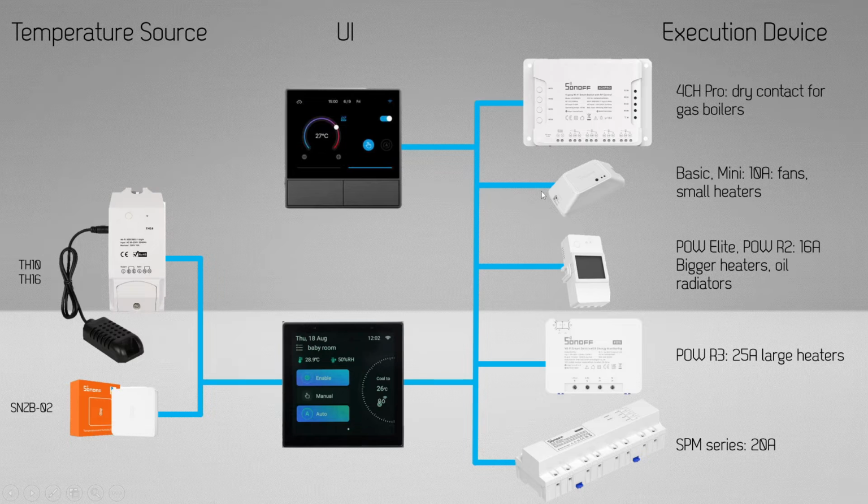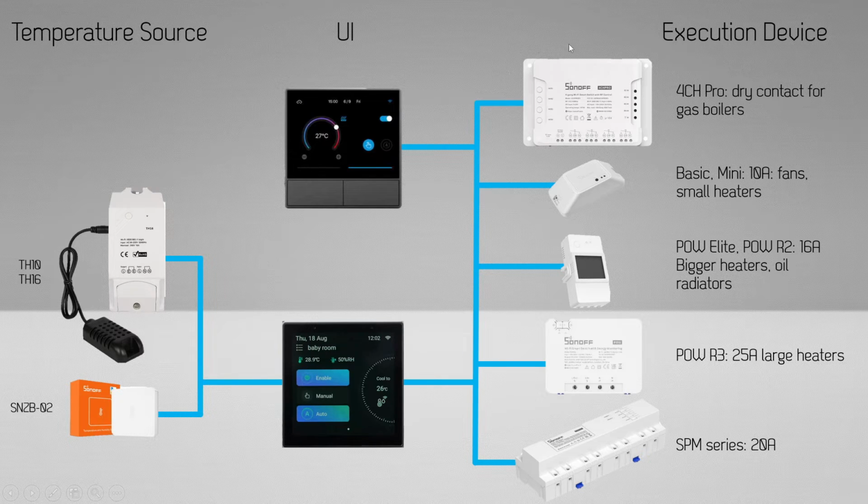And I think the difference here is mainly what you want to control. Because obviously, I haven't even listed all the available devices from Sonoff, but there are many devices from a small basic all the way to the really big SPM or even the POW Release 3, and they have different amp ratings. So it really depends on what device is going to provide heating or cooling to your room, and then just make sure that you are selecting a device according to the power rating of that device.